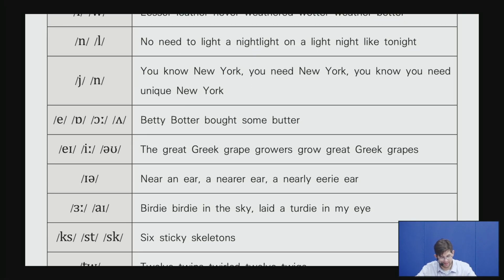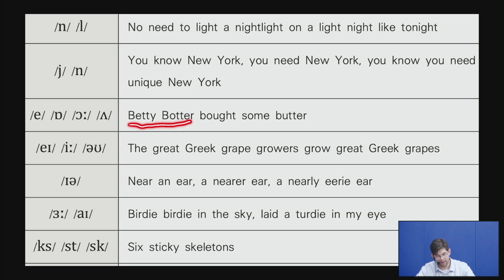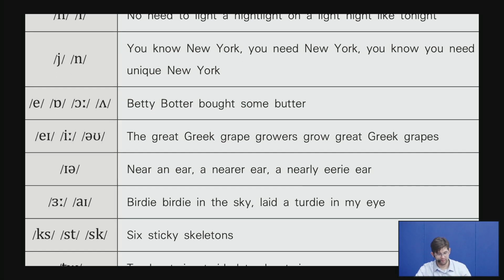Our next one is a nice, beautiful classic. Focuses on our B sounds as well as a few others with it. But it is Betty Botter bought some butter. And this has been around for as long as I can remember. This is a very classic tongue twister. So let's do it one more time. Betty Botter bought some butter. There we go.